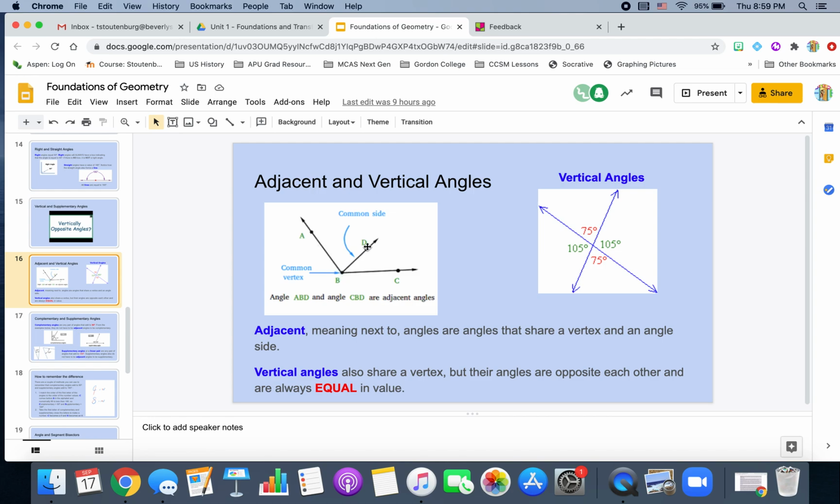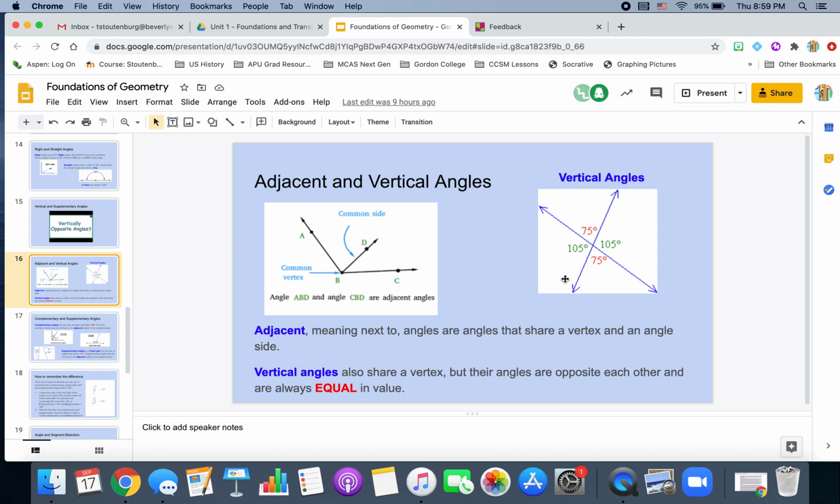So here we have angle ABD. That's how we would name it, or we could name it DBA. Order technically doesn't matter. And angle ABD is adjacent to angle DBC.